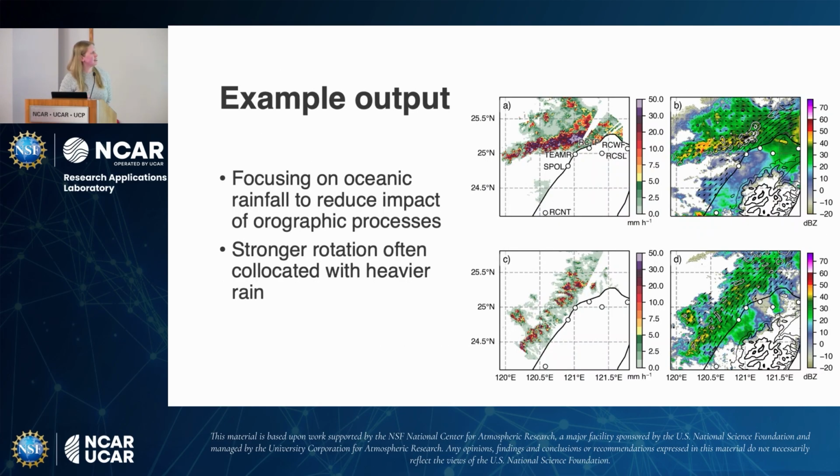So here's just an example of some of the output that we have. Hopefully it's visible, showing the rain rate from 2 separate periods from this IOP. On the left, this is from S-pole, and then on the right is the Samurai analyses. And we're focusing on oceanic rainfall to reduce the impact of orographic processes and stronger diurnal processes. So that's why, especially in the rain, we've masked out everything that would occur over land. We're focusing really on this oceanic component.